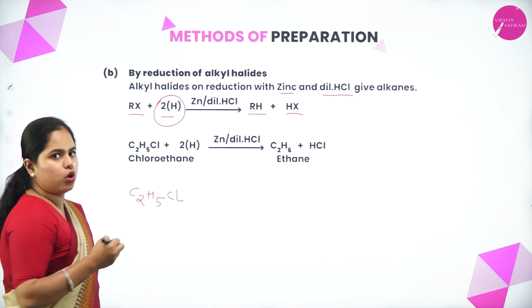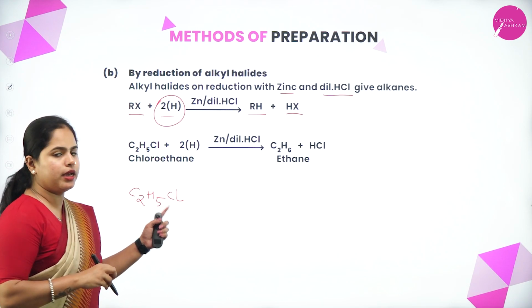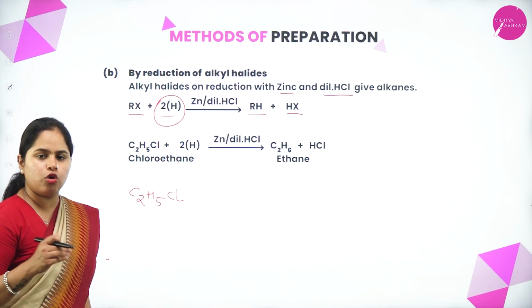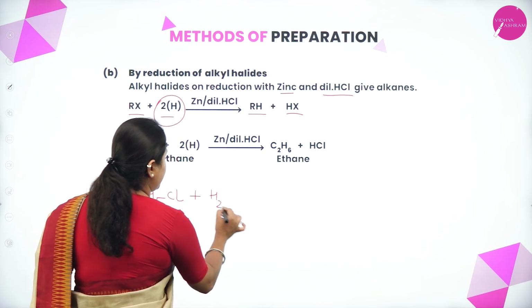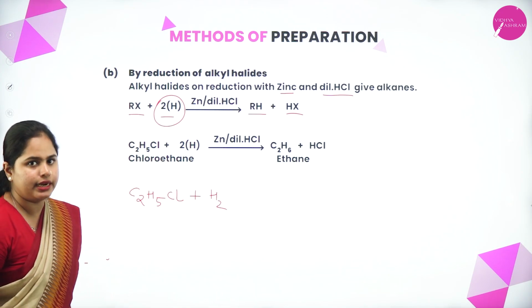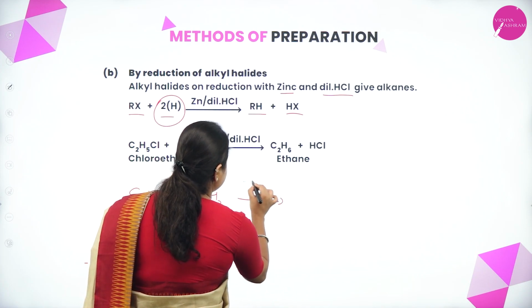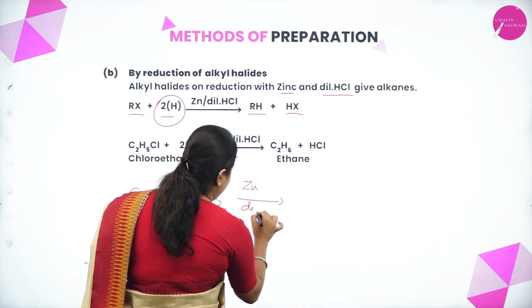C2H5Cl, that is chloroethane, right? The alkyl group here is the ethyl group. So it is called chloroethane or ethyl chloride, right? It is going to react with hydrogen. We are going to reduce it, which means we are going to add hydrogen in the presence of zinc and dilute HCl.